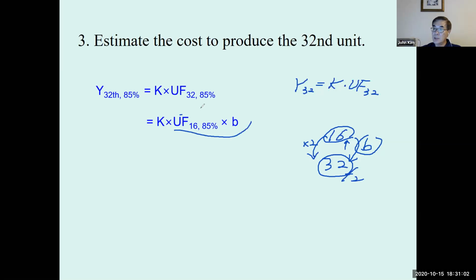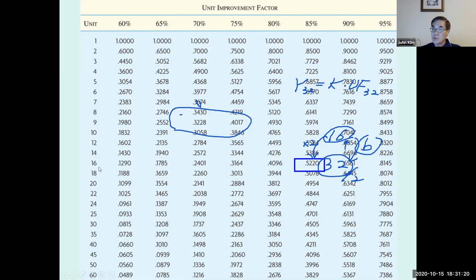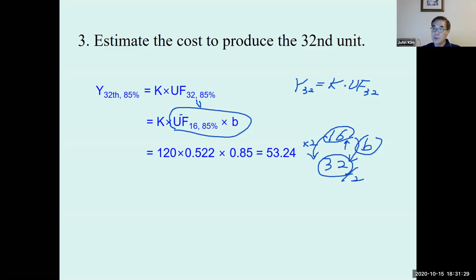So this is the 32nd unit factor. From the chart, the 16th unit at 85% is 0.5220. So that will be 0.522 times 0.85 equals 53.24. So this one is the cost to produce the 32nd unit.